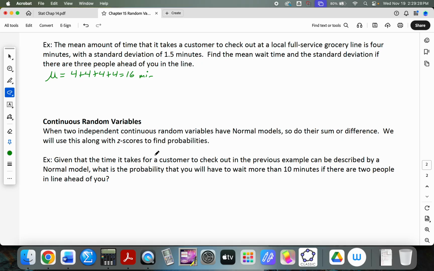I think that's pretty straightforward. You know, maybe the second person takes a little longer, maybe the third person takes a little less, but on average, it should take you 16 minutes. All right, so then the variance, and this is for just one customer, is going to be 1.5 squared. That's big X, right? That's big X. So that's 2.25.